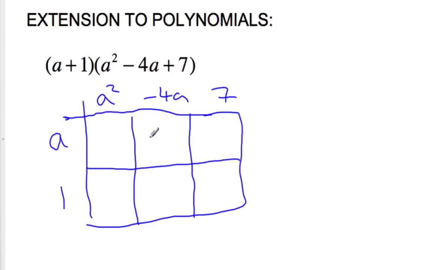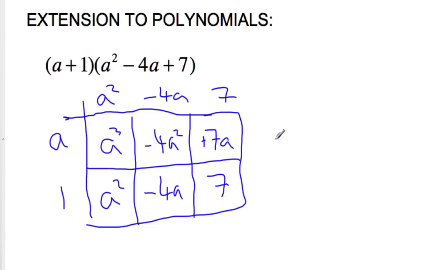Right, so now we're going to get all the combinations, right? Because we times everything by a and everything by 1. Okay. So let's do the 1 first. That's easy. Well, yes. Minus 4a and 7. Okay, and then times in by a. A cubed minus 4a squared plus 7a.